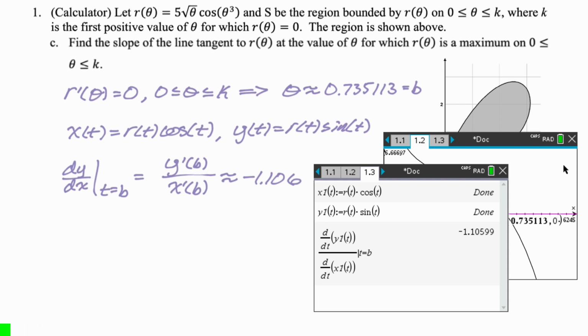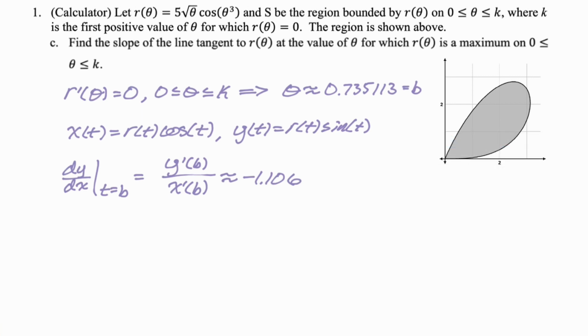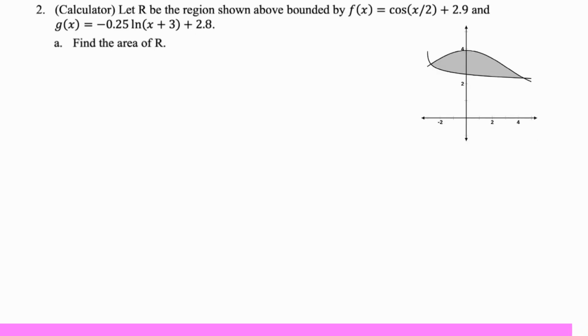All right, let's take a look at the next one, number 2. Let R be the region shown above, bounded by f of x, which is cosine of x over 2 plus 2.9, and g of x, which is negative 0.25 natural log of x plus 3 plus 2.8. We want to find the area of R.